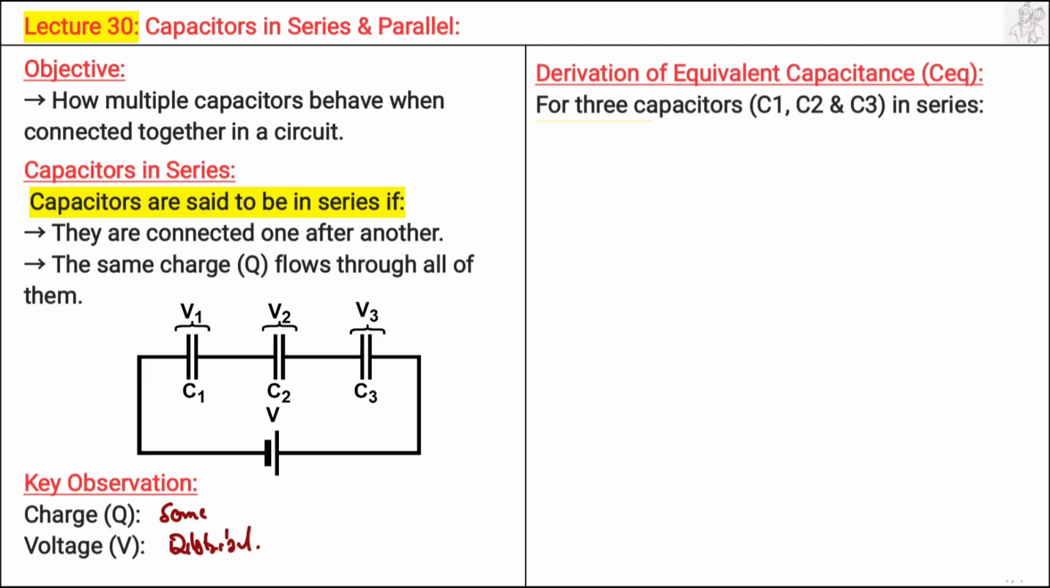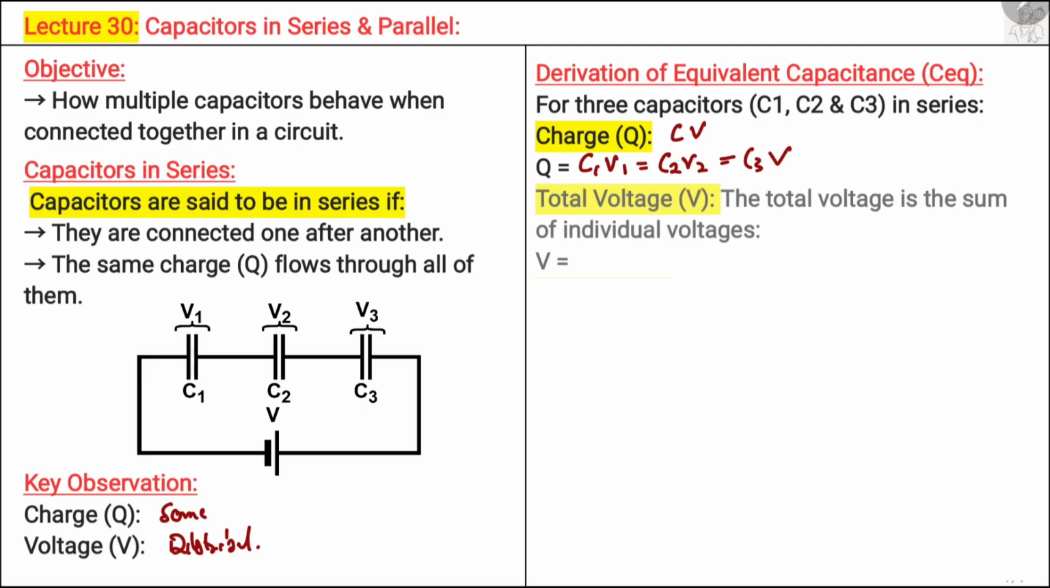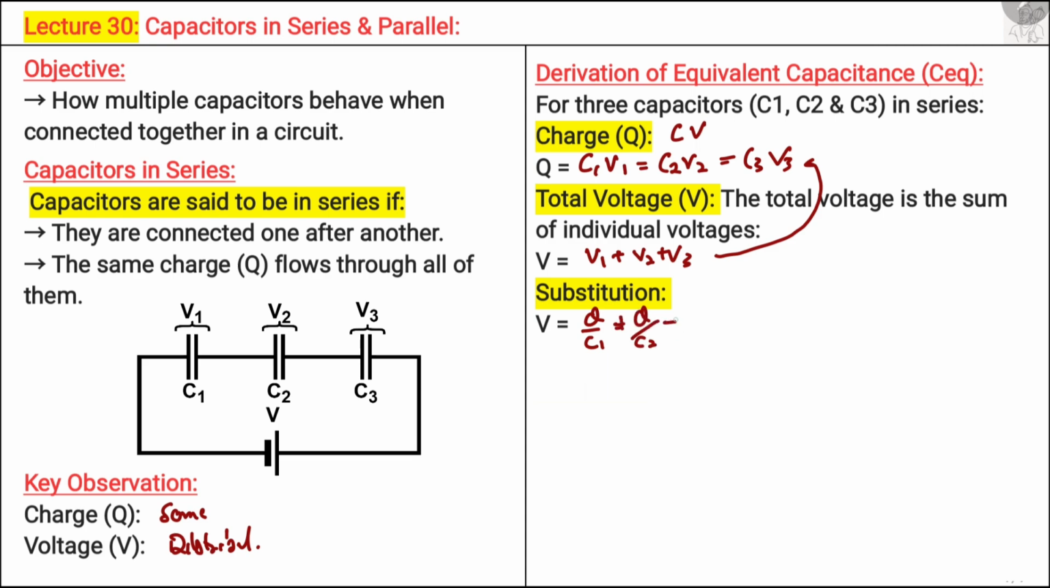So let's derive the equivalent capacitance. We know that the formula for charge is simply C into V. Since the charge across each capacitance is the same, Q will be equal to C1 V1, equal to C2 V2, equal to C3 V3. The total voltage in a series combination is V1 plus V2 plus V3. Substituting the values of V1, V2, V3 from this equation, we get Q by C1 plus Q by C2 plus Q by C3. Here Q can be taken as common, so we get 1 by C1 plus 1 by C2 plus 1 by C3.